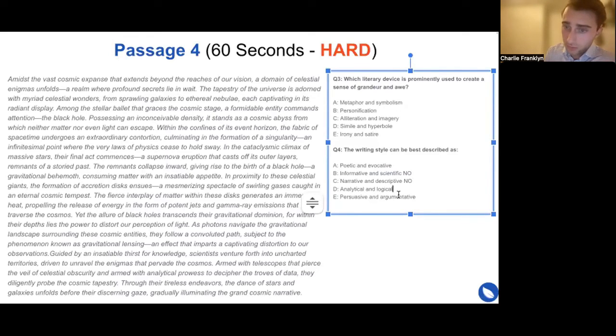Analytical and logical. Is it analytical? Is it logical? I would say there is some elements to this. However, it's not the key thing. It has other elements as well. So I'd say no. Persuasive and argumentative. I'd say again here, if you compare this to the types of pieces that you're writing in the writing section for persuasive pieces, probably not as well.